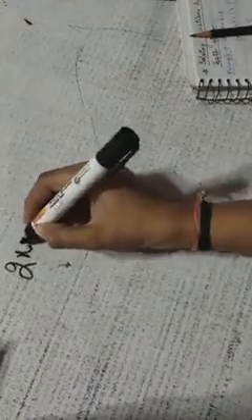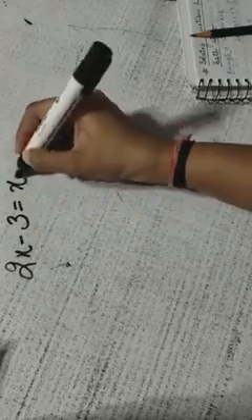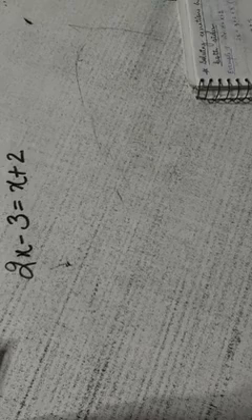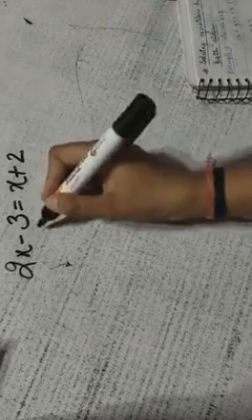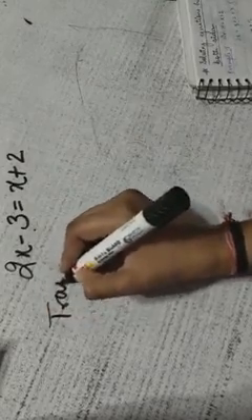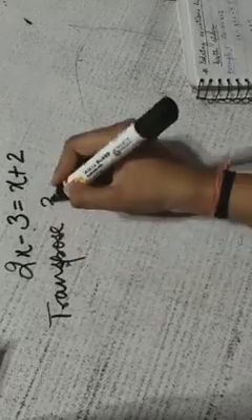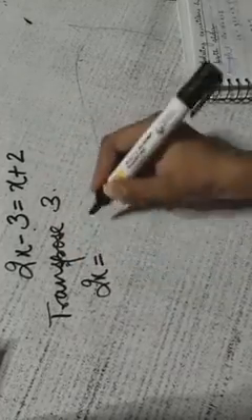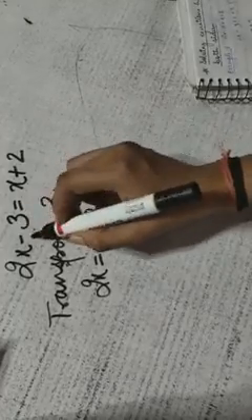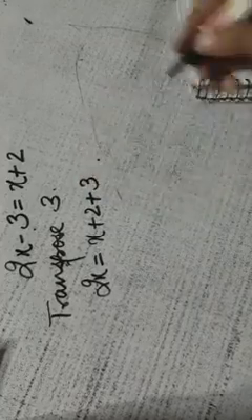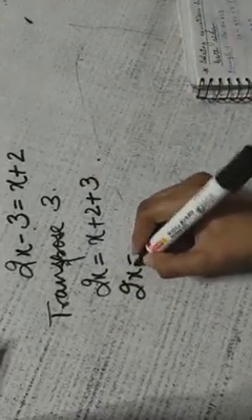Now we'll take one example of how to solve these equations. Let us take as an example 2x minus 3 is equal to x plus 2. We have to solve this equation. Now we have studied the method of transposing. So first of all we'll transpose 3. So 2x is equal to x plus 2. This minus will change to plus whenever it is transposed. So 2x is equal to x plus 5.